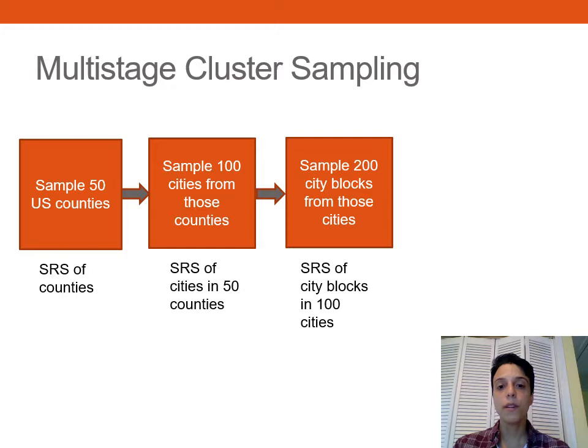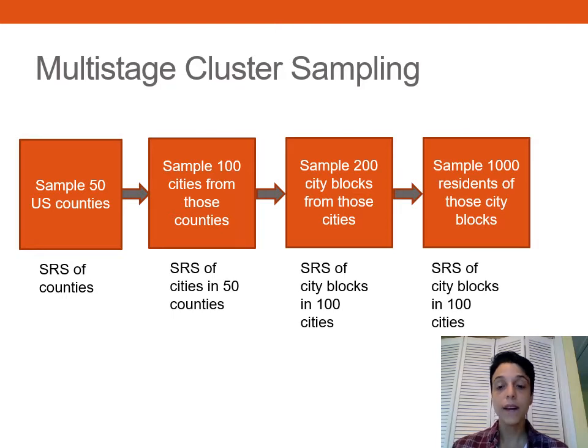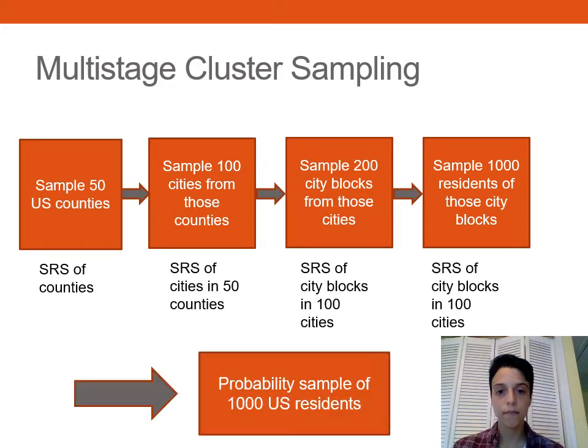Then you could sample 200 city blocks from each of the cities you sampled. So with each of these steps, we're narrowing it down and narrowing it down some more. And finally, you might sample 1,000 residents of those city blocks. So with each step, we have another random sample, which means that we're keeping those good qualities of random samples that we have, but we're saving time and money by narrowing down the list of elements that we need to consider each time. And here we'd end up with a probability sample of 1,000 US residents that would not require us to list out every single address in the United States before we started.